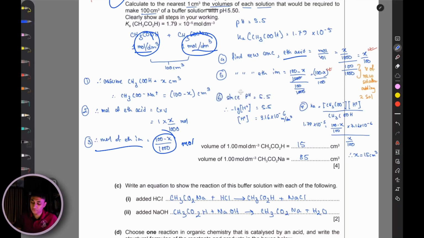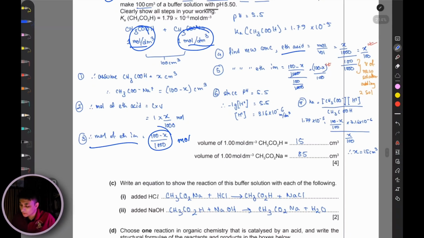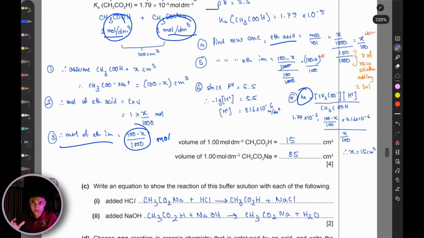They've given you the pH, so reverse the operation and find the H plus concentration. I know minus log of H plus concentration is 5.5. So now 10 to the power of minus 5.5 is going to give me this concentration of H plus. That is 3.16 into 10 to the power of minus 6 mole per dm cube. So great. Now you know the dissociation constant, you know the H plus concentration, you know the concentration of salt, you know the concentration of acid.